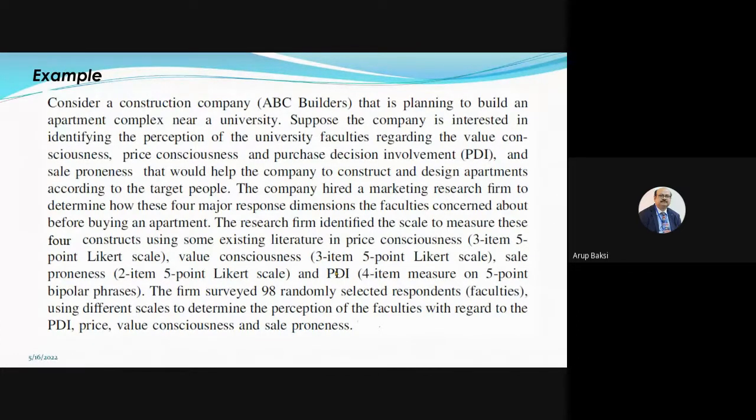So the firm surveyed 98 randomly selected respondents, or faculty members, using different scales to determine the perception of the faculties with regard to PDI, price consciousness, value consciousness, and sale proneness. Now you see, this number 98 is justified because you have 12 observed variables. So the minimum sample size required was 12 into 5, that is 60. And they have kept a buffer of 38.